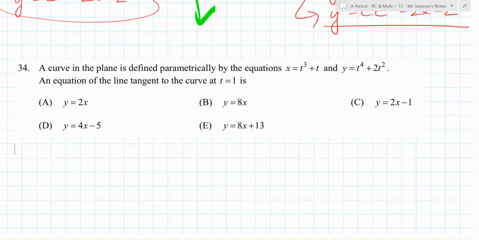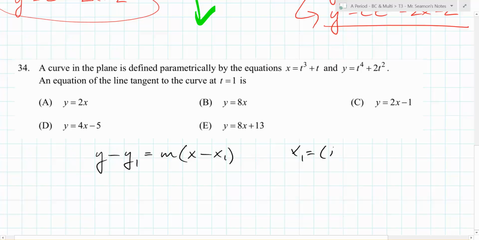t equals 1. How do you find what's the equation of a line? Y minus y1 is m times what? x minus x1, right? So you need to fill in the blanks there. So you need a point and a slope. How do you find the point on this one? How do you find what x1 is?